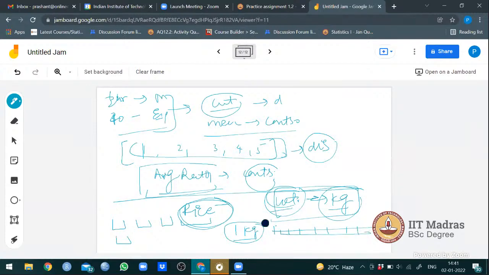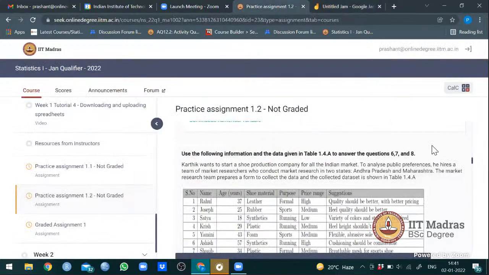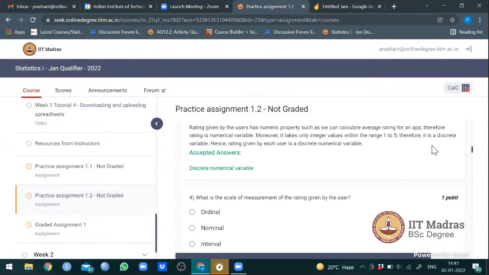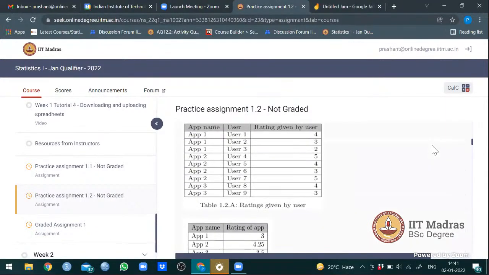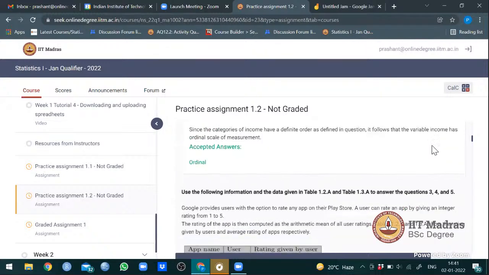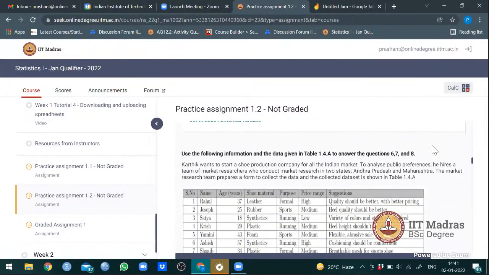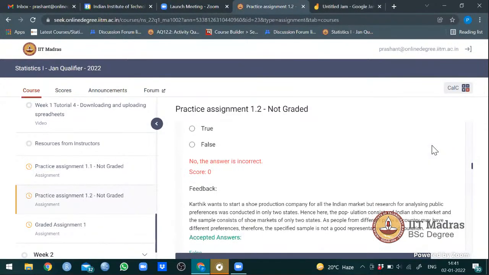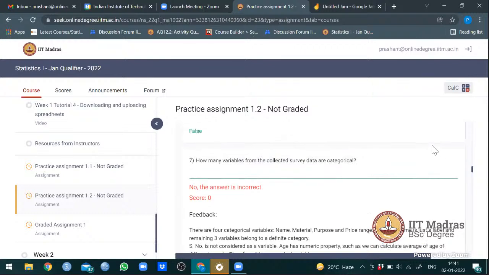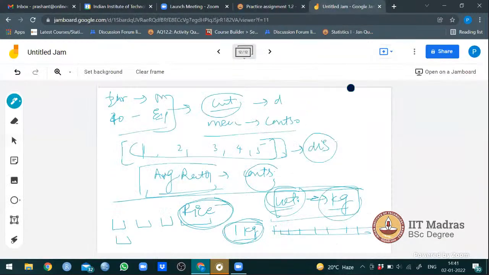Sir, if we are taking ratings from users like 1, 2, 3, 4, and if we label them as poor, good, excellent, and very excellent, then it will be the ordinal scale. So what will be the scale of measurement? Ordinal. Sir, if we know that the gap between 1 and 2 is exactly equal, the difference is exactly the same as between 2 and 3, then it can't be ordinal. Then it's interval. Yeah. Interval. But sir, we are labeling them.